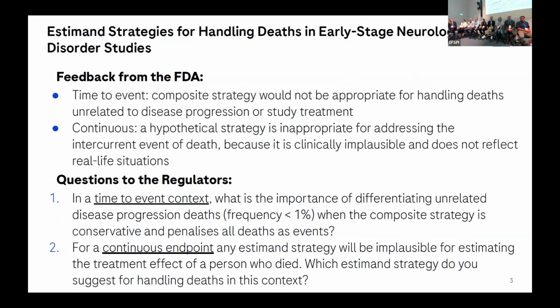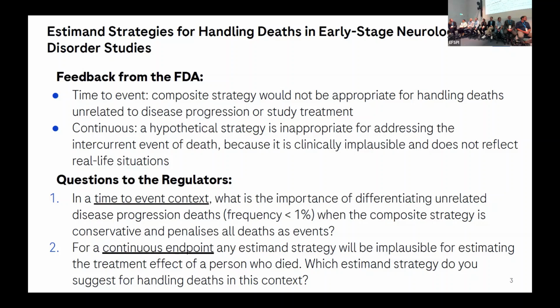so we submitted our statistical analysis plan to the FDA, and the FDA gave us this feedback. For the time to event, they said that the composite strategy would not be appropriate for handling deaths unrelated to disease progression. Well, I will leave it in disease progression, sorry.